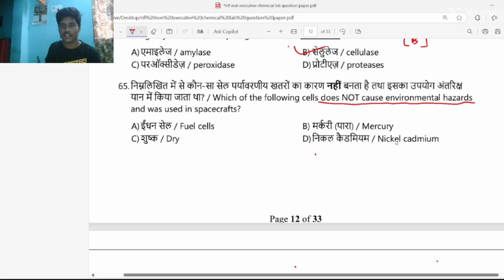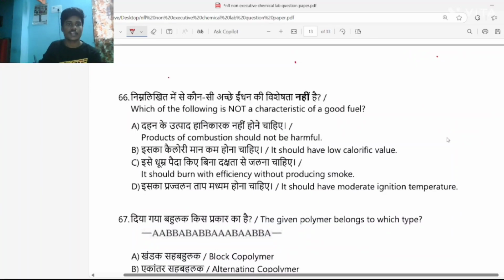Next question. Which of the following is not a characteristic of a good fuel? Very important question. You just go through these characteristics of a good fuel. There are some important characteristics of a good fuel. You have to go through this before attending the exam. So let us go with the options. Products of combustion should not be harmful. Yes, it should be a characteristic. It should have low calorific value. No, this is not a characteristic of a good fuel.